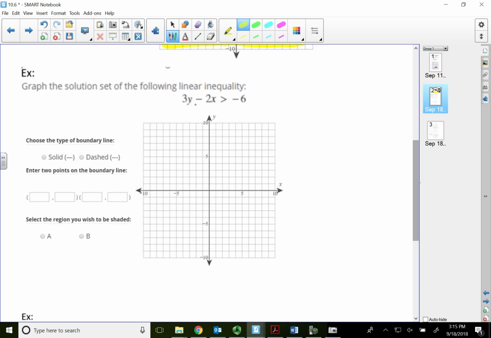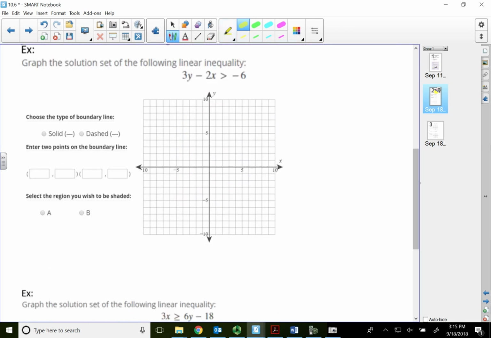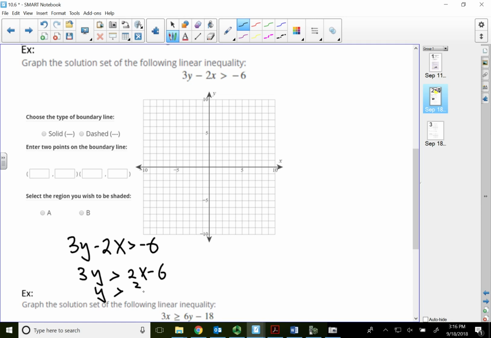Let's try another one. Let me solve it right here, right below it. To get y by itself, my y is positive already, so I'm just going to move my negative 2x over. That will be 3y greater than 2x minus 6. Divide every term by a positive 3, so the inequality does not change. So that's 2/3 x minus 2. Right away, I can see my slope is 2/3. My y-intercept is 0, -2. That's my first point. 0, -2 is right here.